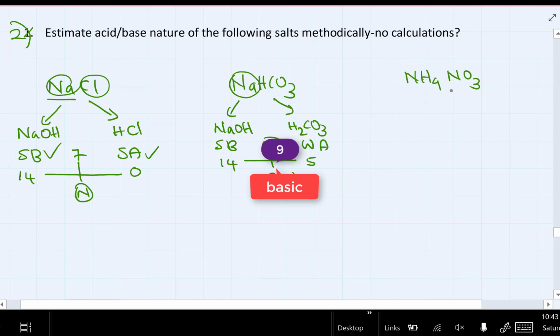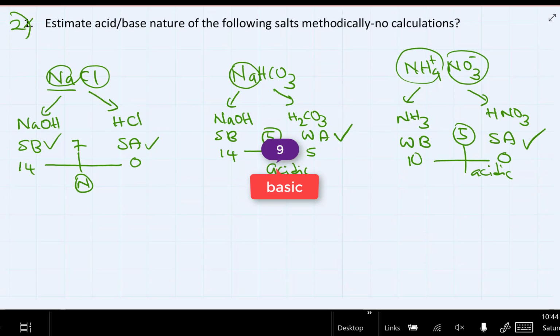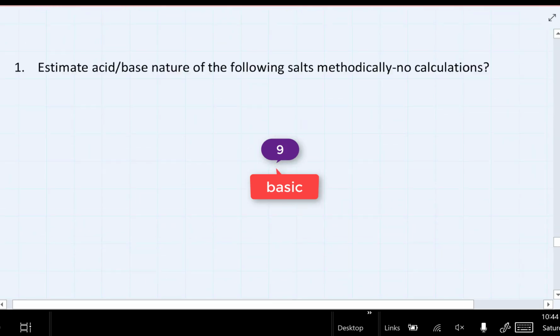Look at this one, ammonium nitrate. Ammonium comes from ammonia. Nitrate comes from nitric acid. Ammonia is a weak base, nitric is a strong acid. So 10 and 0, which is 5 in the middle, it should be acidic. So that's how you do the guesstimates, and just practice a few more salts, you should be good. No calculation needed for these guesses, right?